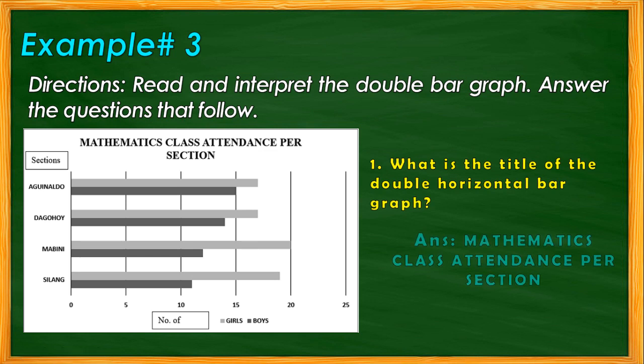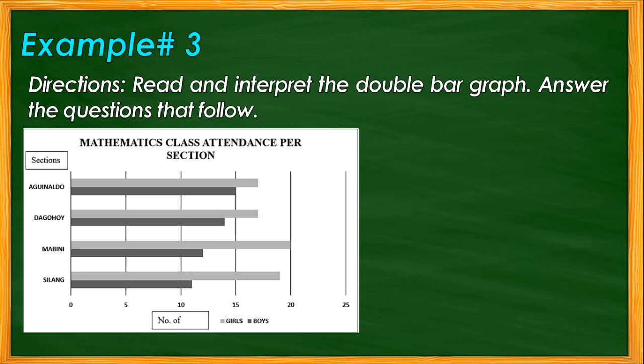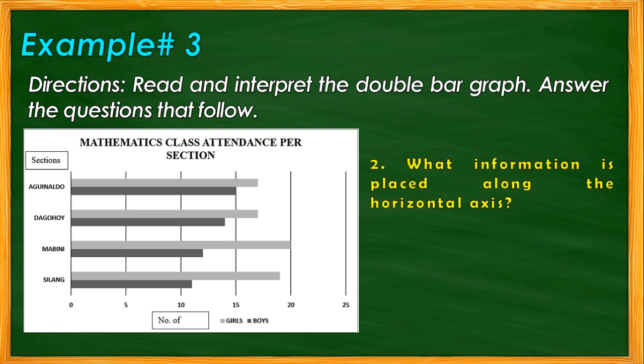So, the title would be the mathematics class attendance per section. Next, for question number 2. What information is placed along the horizontal axis? So, this would be the horizontal axis. This would be the number of boys and girls.